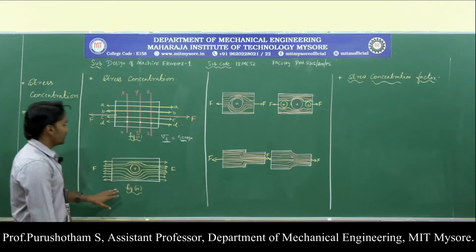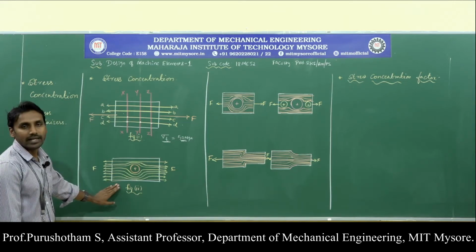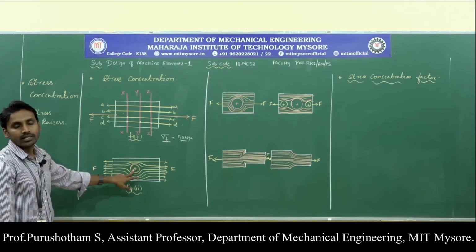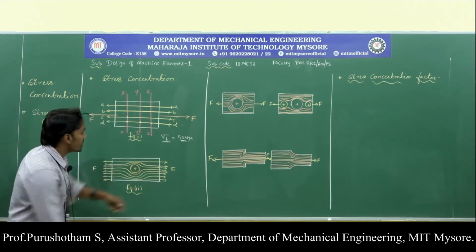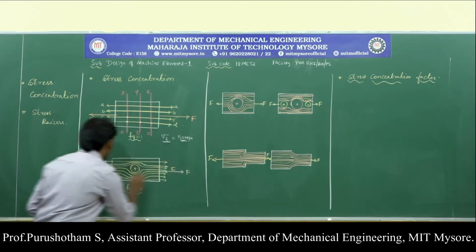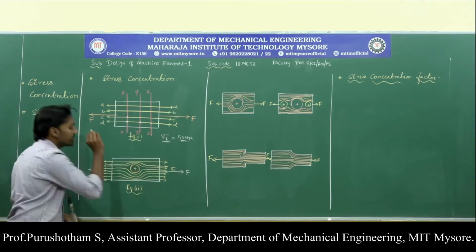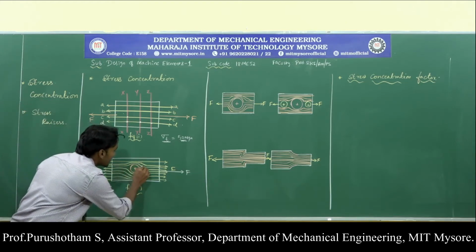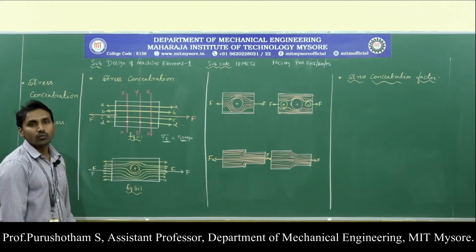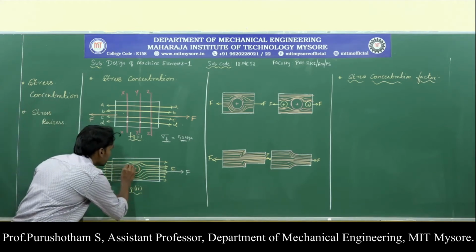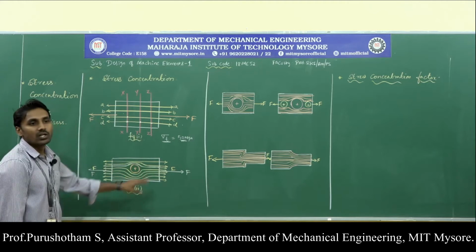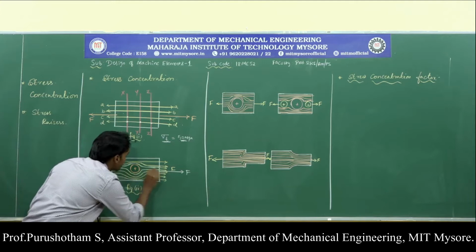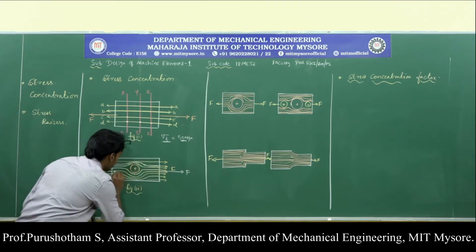Now coming to this one, this is also a rectangular plate, but it has a circular hole at the center, subjected to a tensile load of F. Now you can see the force flow lines near the circle, near the hole, are clustered. That means they are not parallel to the loading axis. The stress lines or force flow lines are accumulated around the hole. You can see this.